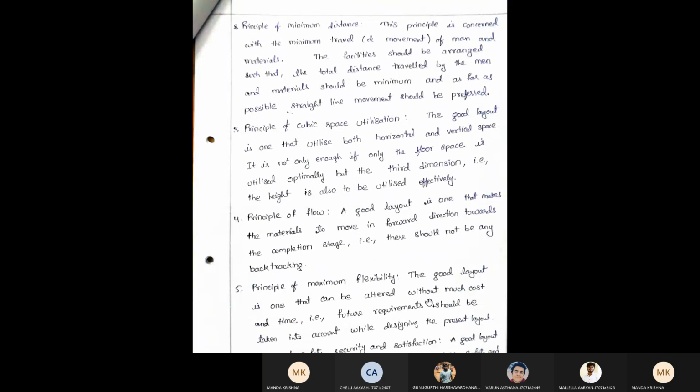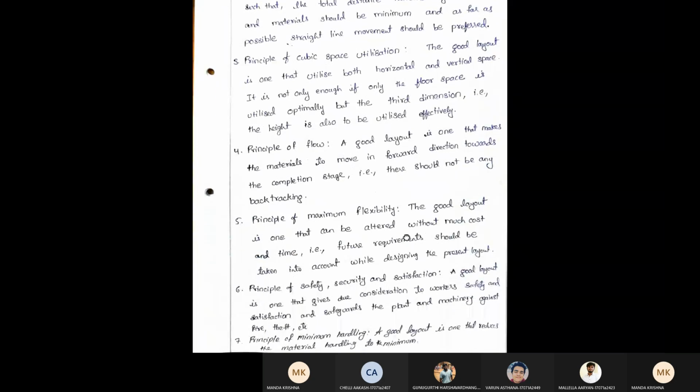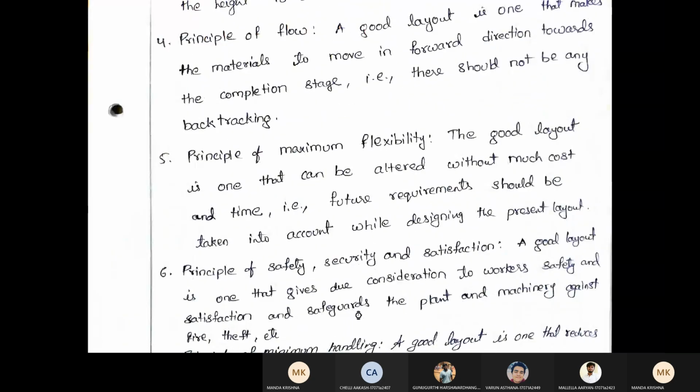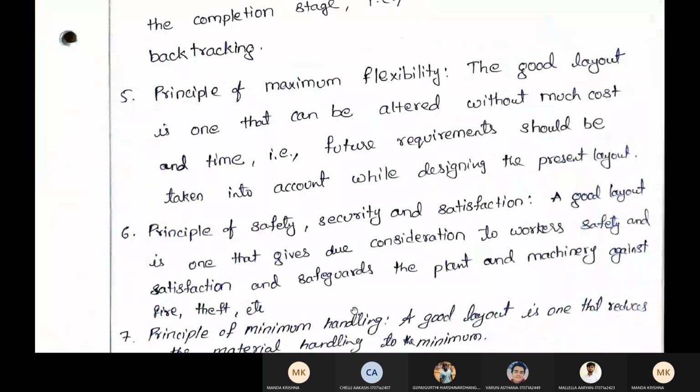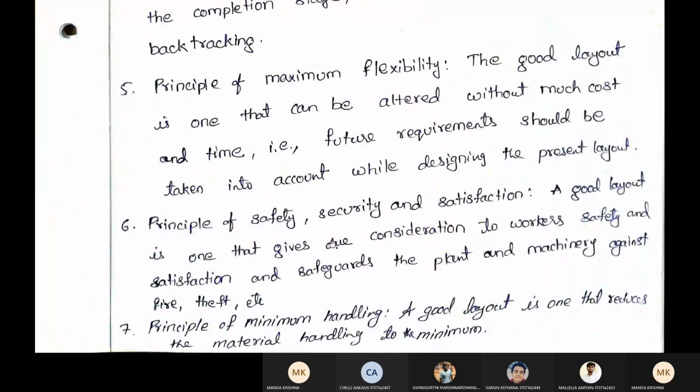Principle of maximum flexibility. If there is any change in the demand, then we have to rearrange the facilities. And principle of safety, security, and satisfaction of the workers. And the principle of minimum handling, that is we have to reduce the distance travelled by the materials.